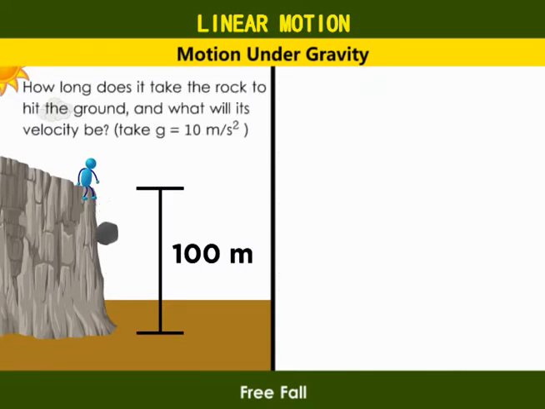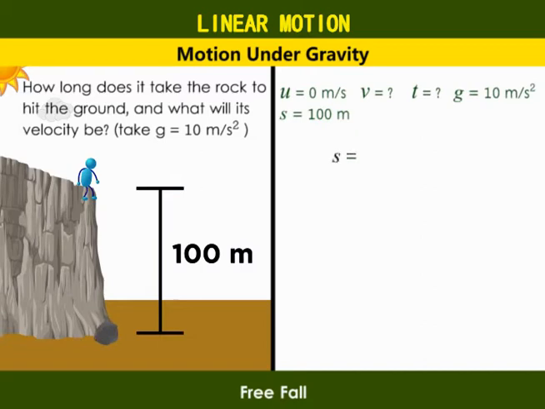So, in the example of a rock dropped from a height of 100 meters, how long does it take to hit the ground, and what will its velocity be as it hits the ground? As usual, we gather what we know. It's a free fall. So u is 0 meters per second. We do not know v and we do not know t. g we are told to take 10 meters per second squared, and s is the height of the cliff, 100 meters. Let us begin by finding t.